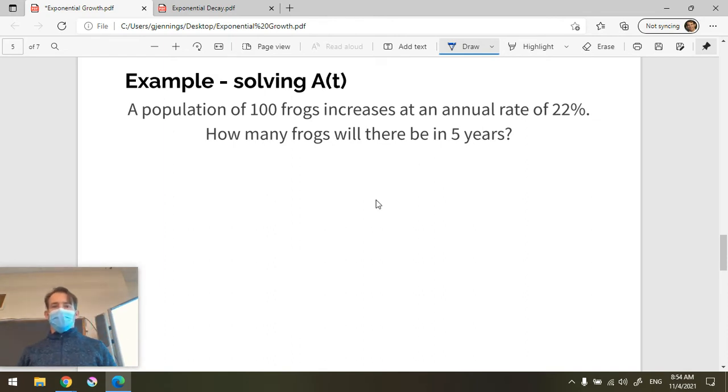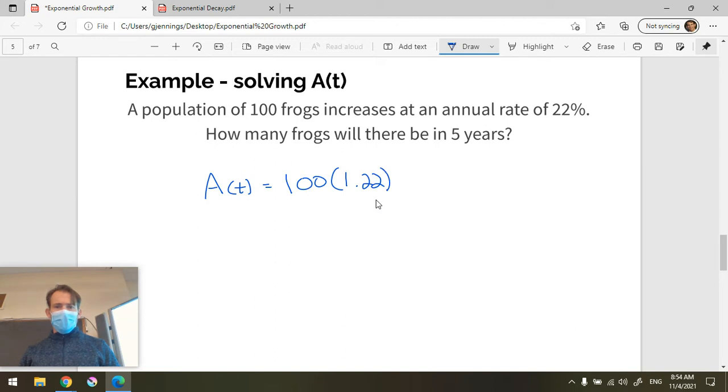Here's an example type question. We start with 100 frogs. We increase them at an annual rate of 22%. How many frogs will there be in 5 years? So we set this up. A of t, amount of frogs, is a function of time t. And that's equal to, I put my initial value first, 100. I like to put my growth factor in a bracket. What's my growth factor here? What's my B? 1.22 is the right answer.